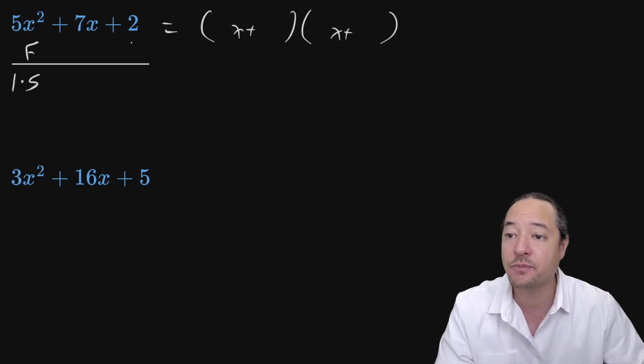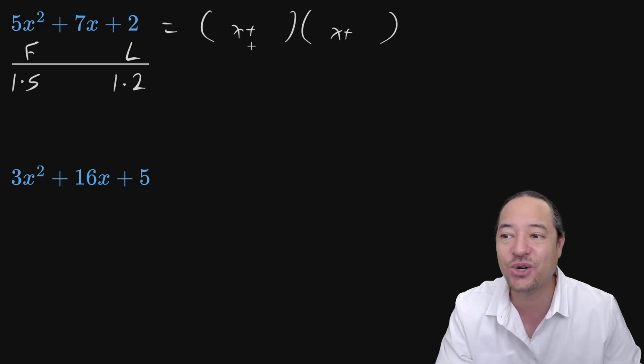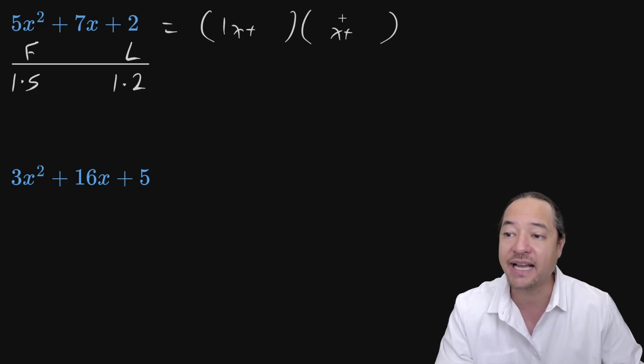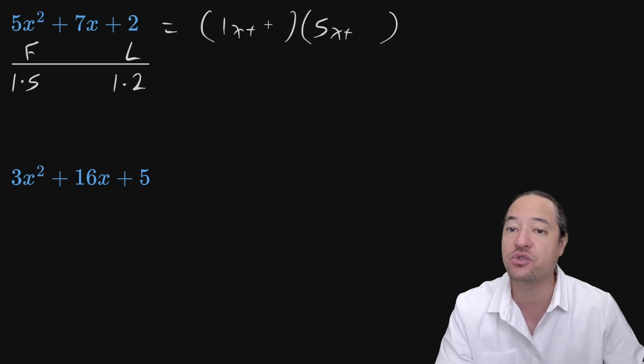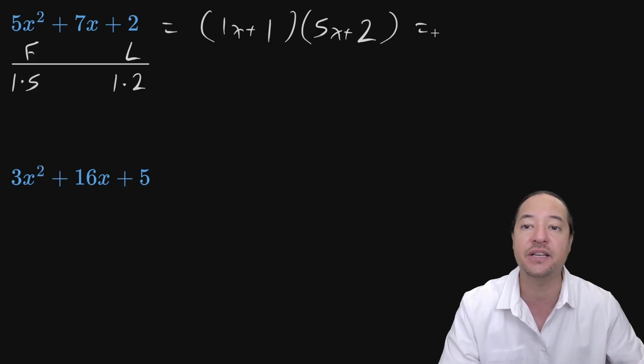And then the last terms should be factors of 2. So what do we have there? Well, 1 and 2. I think 2 is a prime number as well. That's all we have. Okay, so let's try it out. We're saying this should be a 1x, this should be a 5x, this should be a plus 1, and this should be a plus 2. Okay, let's FOIL this. Let's see what we get here.